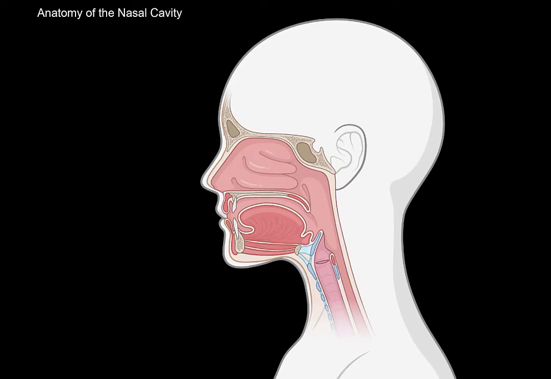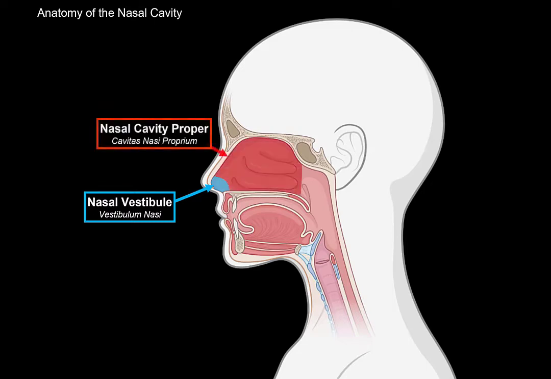So the nasal cavity is divided into two parts. There's the nasal vestibule, as the nostrils, and there's the nasal cavity proper. What separates these two? Well, there's a ridge on the mucosa of the nasal cavity called the nasal limen, or limen nasi, which is generally used as a landmark to separate these two parts.